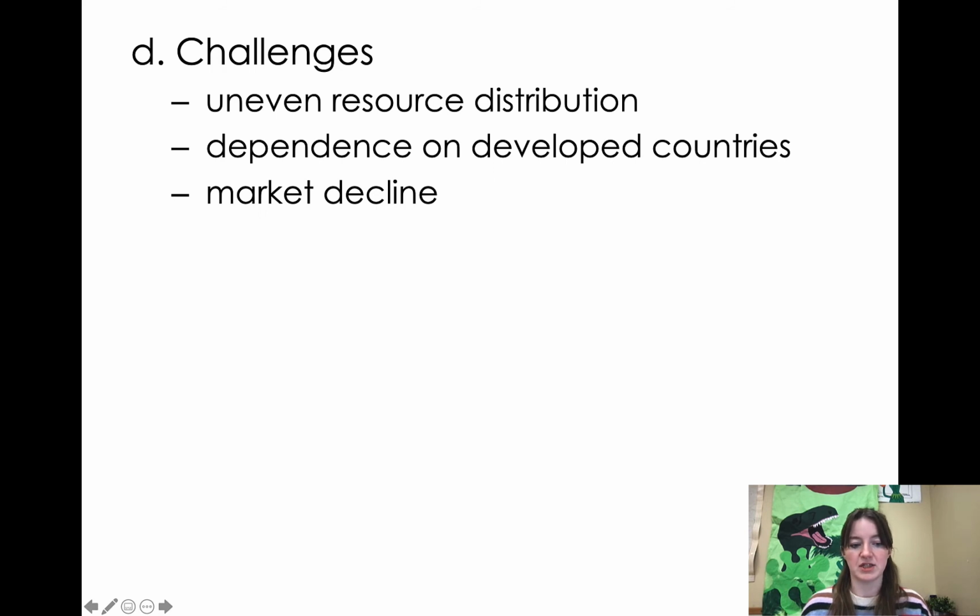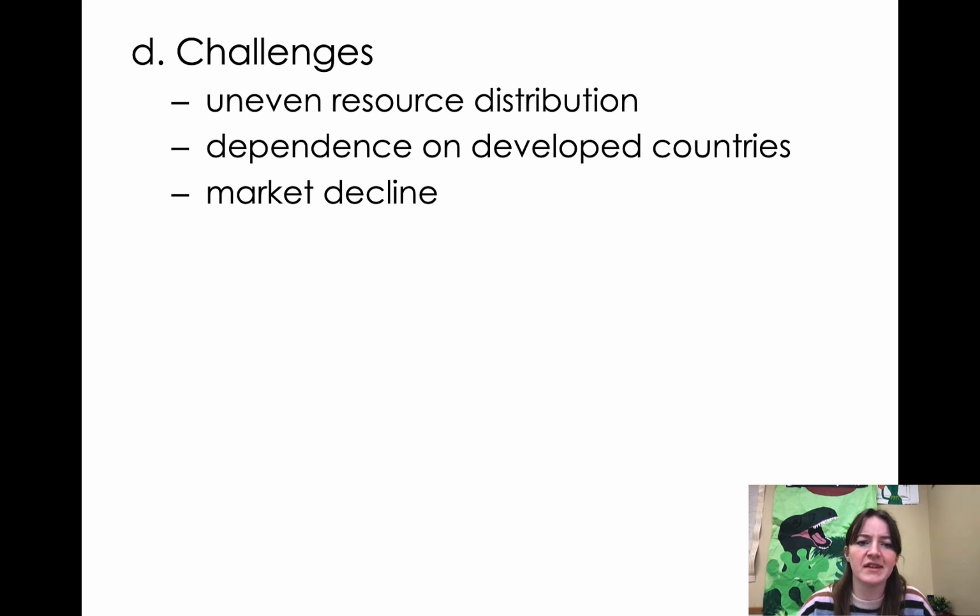But there are some challenges. So first off, we have uneven resource distribution. This is where we had the even resource distribution with self-sufficiency. With international trade, we have to worry about certain areas, especially things like port cities and capitals potentially having a lot more resources distributed to them than to other areas. We also are going to have a significant dependence on developed countries. If there is no one there to buy our stuff, we're not going to be selling it. And the people who are buying our stuff are mostly going to be from developed countries.